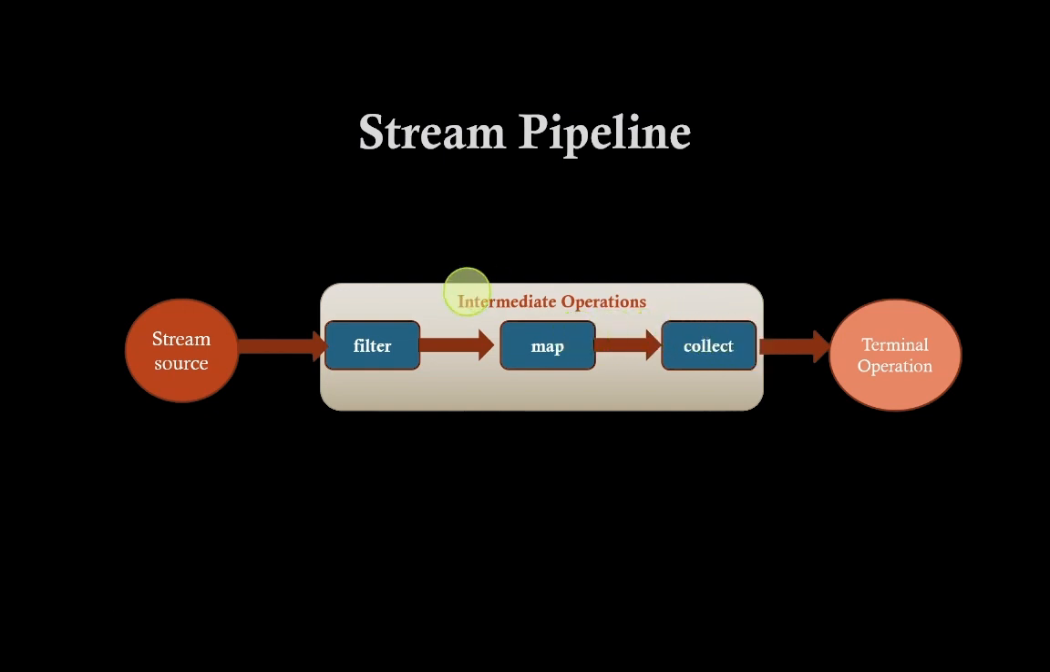Intermediate operations are the operations that transform a stream into another stream. These operations are lazy, meaning they are not executed immediately, but only when a terminal operation is called on the stream. They are used to process or filter the elements of the stream in a pipeline. For example, some commonly used intermediate operations are filter, map, sorted, distinct, and here collect is a terminal operation.